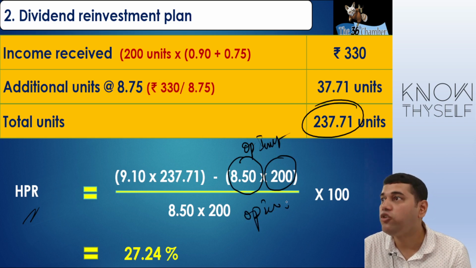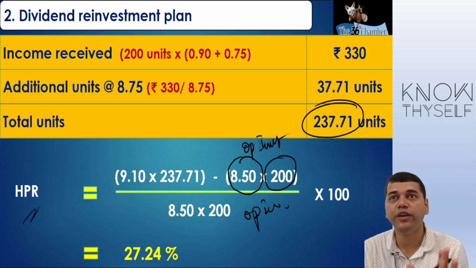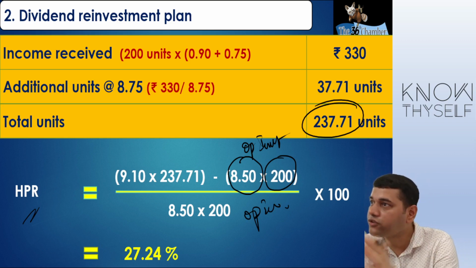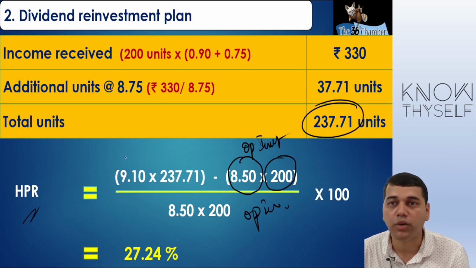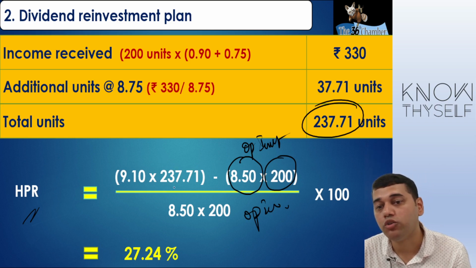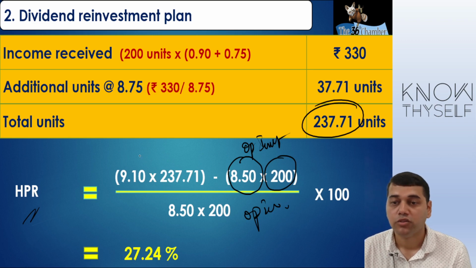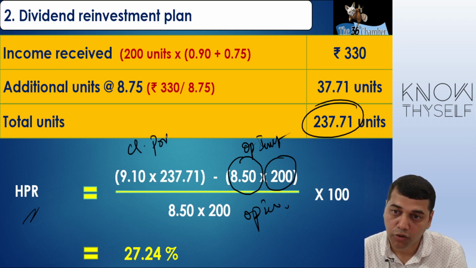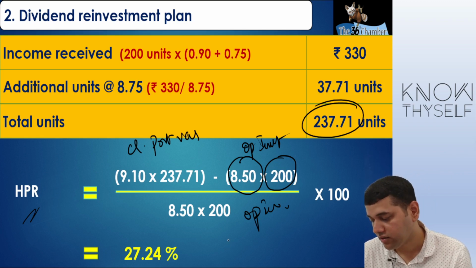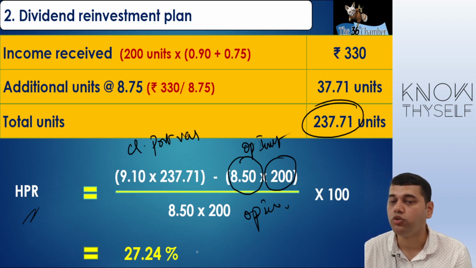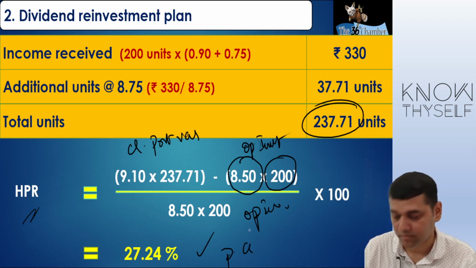What is the total value of the portfolio? You didn't receive any dividend. Why? Because whatever dividend you received, you reinvested. So the NAV value is 9.1, multiplied by the total 237.71 units. So your total closing portfolio value is this much. So your return comes to 27.24% per annum, because this is 1 year data.